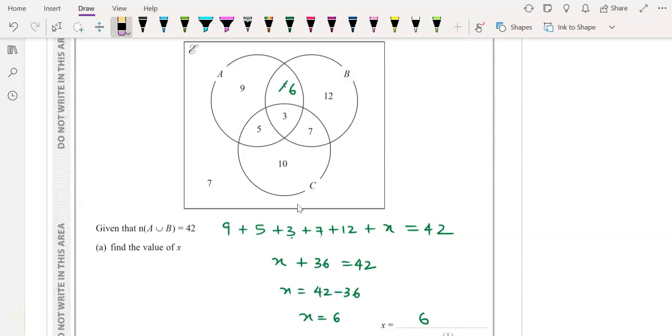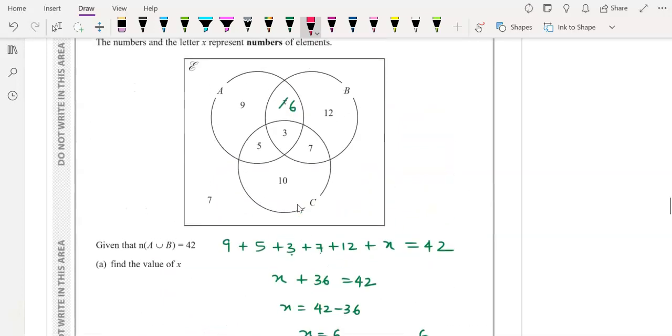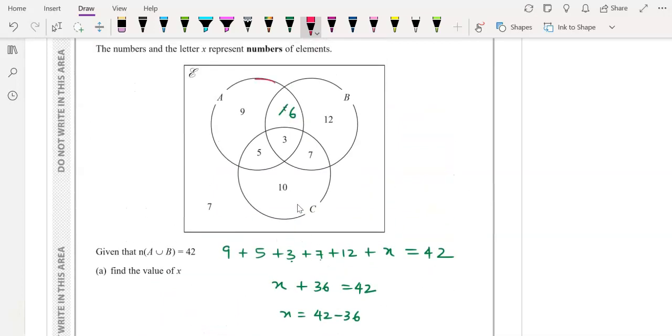Okay. Now the next part of the question is, find the number of elements in A complement. A complement, in simple words, is whichever is not A, other than A. So look outside the circle A and we'll add up. This is your circle A. We need outside A, so we need 12, 7, 10 and 7. So n of A complement will be 7 plus 10 plus 7 plus 12. That gives you a total of 36.